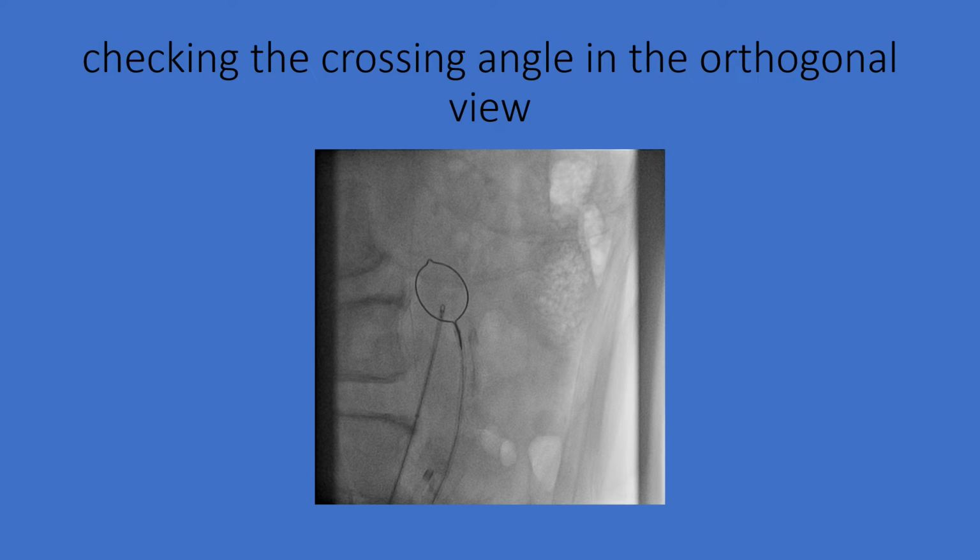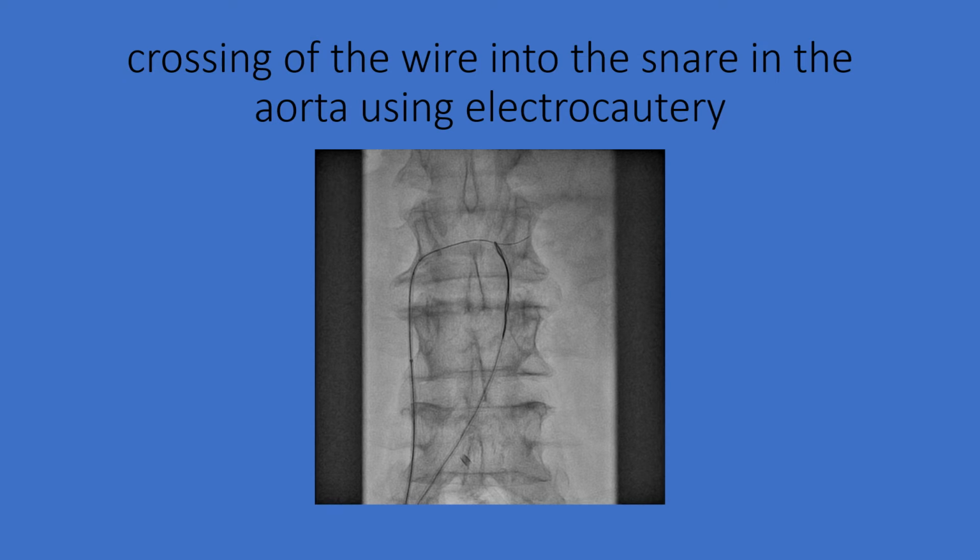As you can see in the orthogonal view, the catheter is looking toward the middle of the snare, and our angle is appropriate at this point to proceed with electrocautery. Here, electrocautery has been performed. The wire has entered the aorta through the snare. Snare is tightened, and the wire is brought into the catheter.